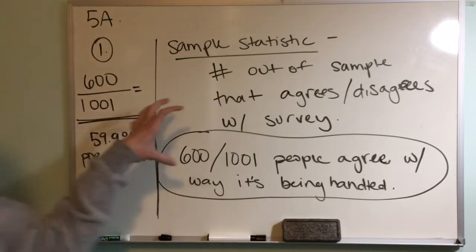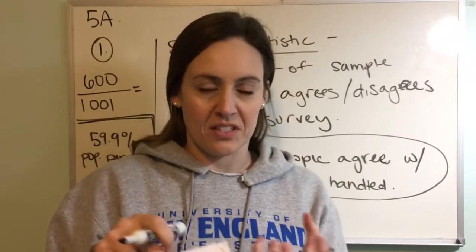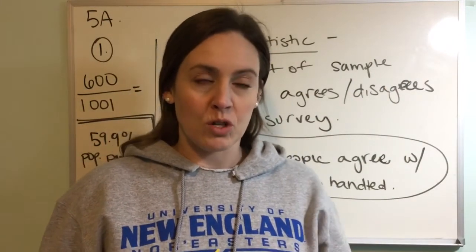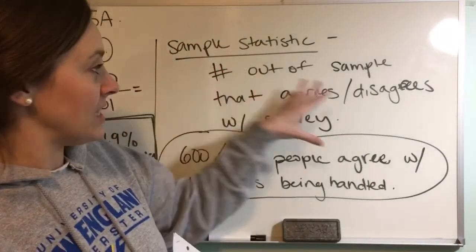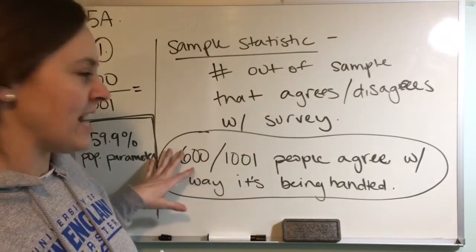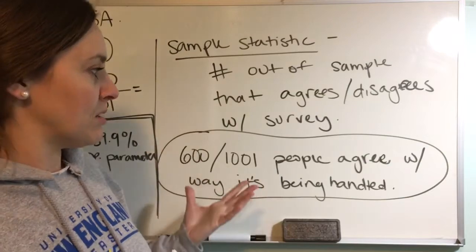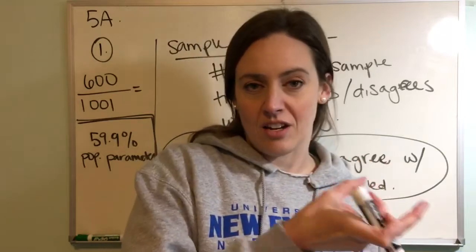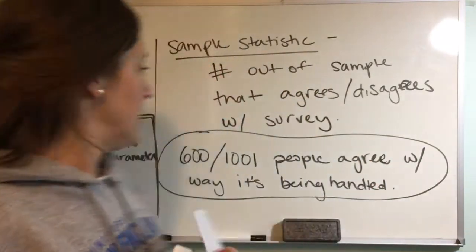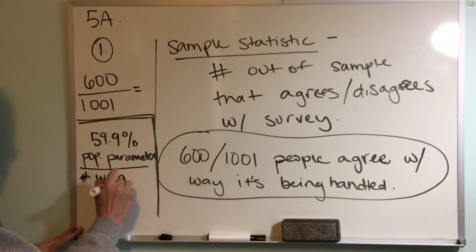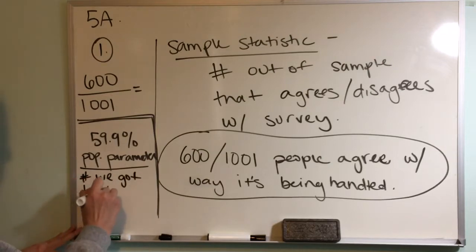We're taking the actual numbers that we got from the sample, and we're using those numbers to represent all Americans. Of course we can only survey this small group, this small sample. Out of the people we surveyed, 600 out of 1,001, and I just made up the number 600, agree with the way it's being handled. So I get a percentage, and I'm going to use that sample percentage to represent the whole larger group. That's my population parameter. This is the number we got to represent the larger group.